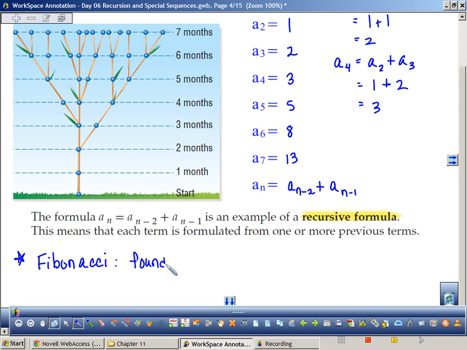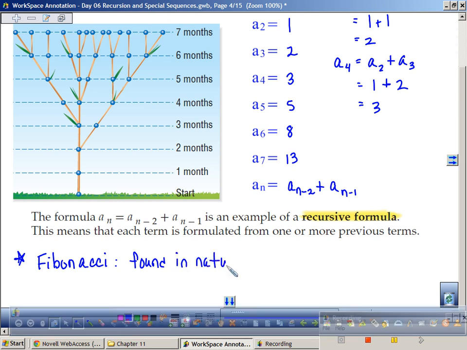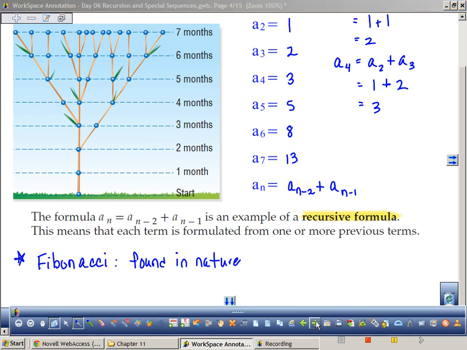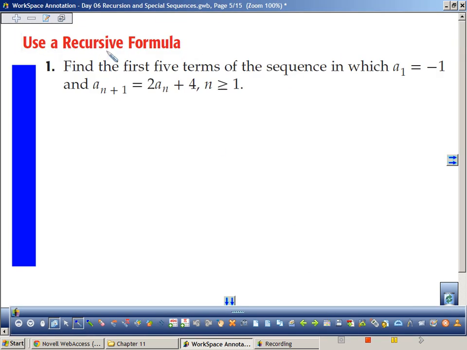So, these are found in nature. Naturally, you have Fibonacci sequences. This isn't just a drawing, this actually occurs in a Fibonacci sequence like that, where one term depends on the previous 2. Okay? I will show you.